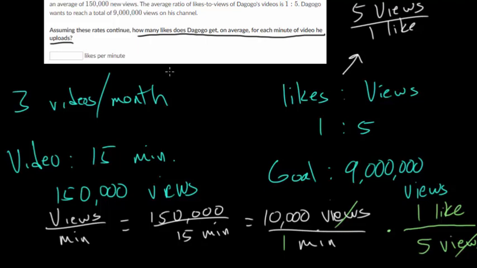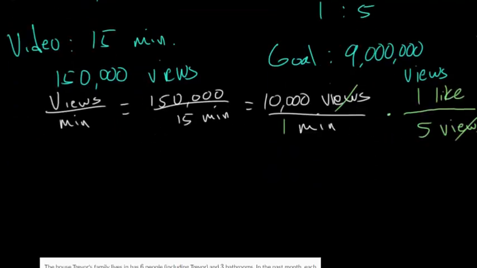And like I said, there was extra information. It didn't matter how many videos he produces a month, and it doesn't matter what his goals were, because that information was never used in this problem. So just be on the lookout for that, but let's start another one.